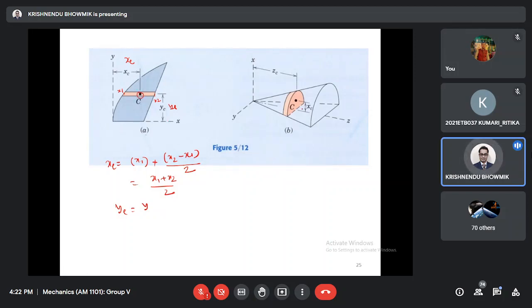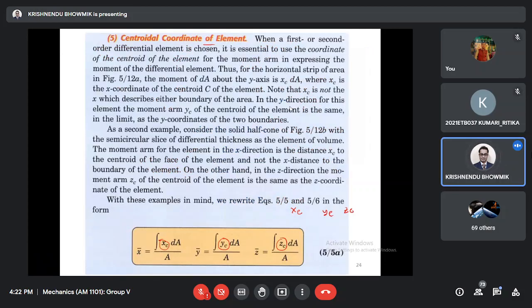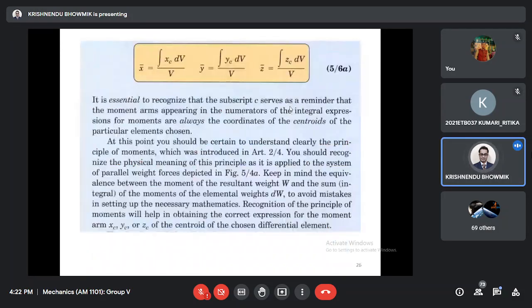A similar thing is applicable for this strip also. This xc is x basically. The expression for the location of the centroid of this semicircle will be told later. So the centroidal element is over, and volume we can also do.